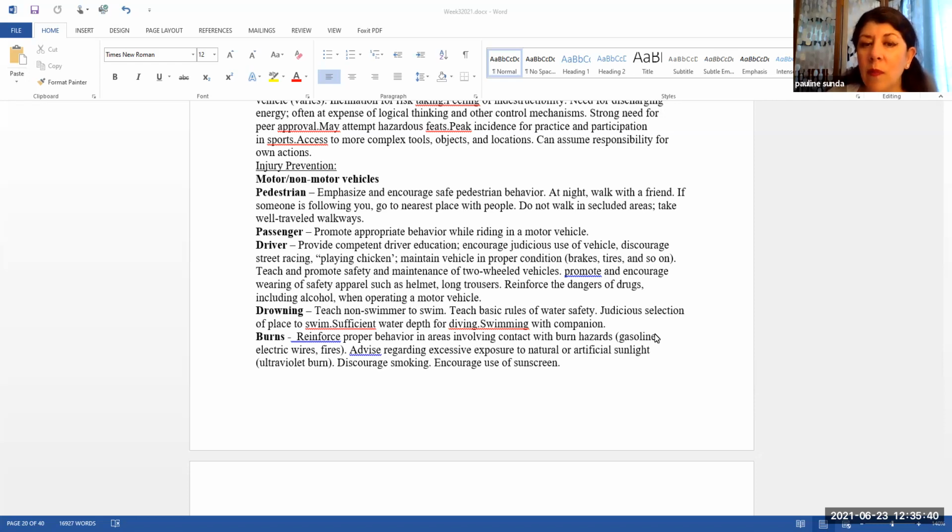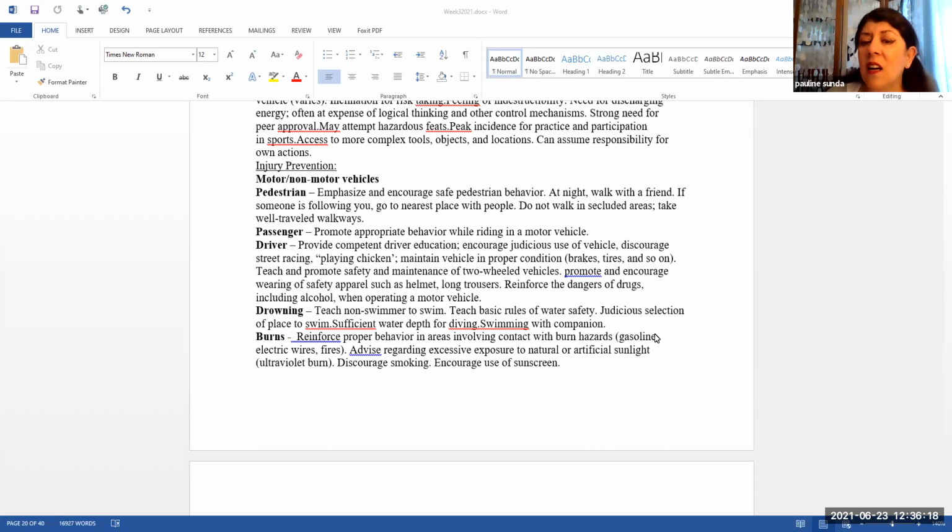You want to promote appropriate behavior if they're riding in a motor vehicle. Again, not having your arms hanging out the window or anything like that. If they are driving, they should have driver's education. Obviously, no street racing or playing chicken. You want to make sure the vehicle is in good working order. If they are using two-wheeled vehicles, make sure that they are wearing the safety helmets and long clothes. Hopefully they don't fall, but if they do fall, you don't want their skin hitting the pavement.